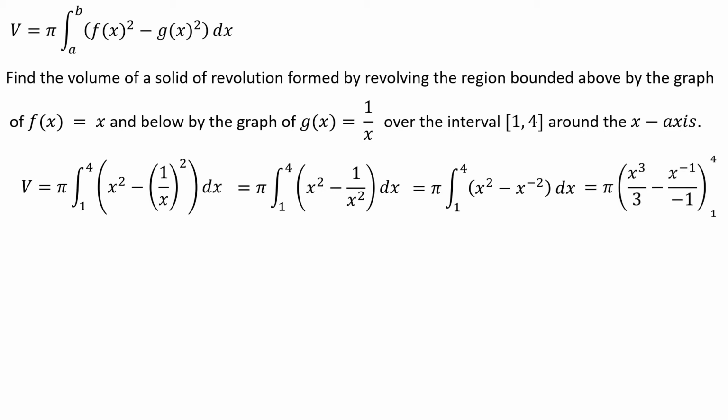Right? Got to add 1 to the exponent, divide by the new exponent. So x squared, well, if I add 1 to the exponent, it becomes x to the third. But then I got to divide by 3 because that's the new exponent. The exponent was negative 2. If I add 1, the new exponent is negative 1, but that means I have to divide by negative 1. And of course, we've got to evaluate that at 4. Evaluate it at 1. Subtract those answers.